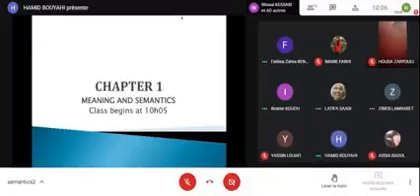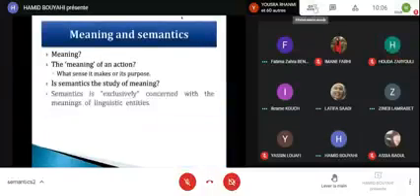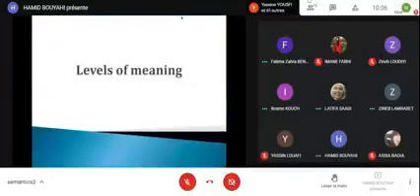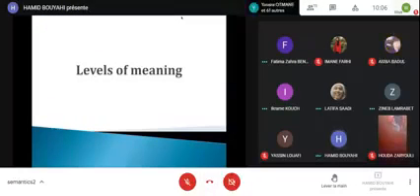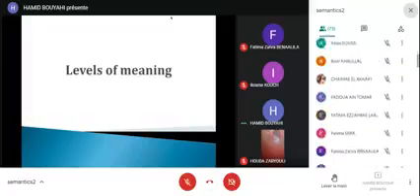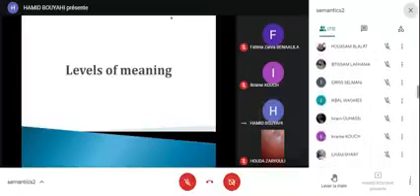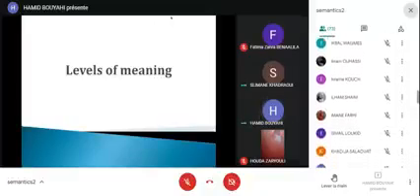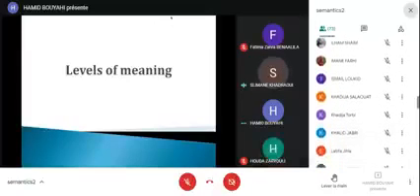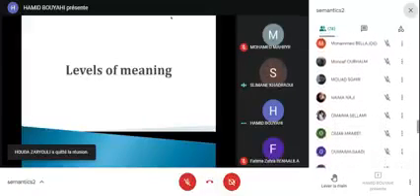Hopefully you have read the chapter and you know what it is about. The first thing we should cover is the levels of meaning. Can someone tell me in brief what levels of meaning they are talking about here? If you have read the chapter, this will be normal. We have three levels of meaning. The first level is called expression meaning, the second is utterance meaning, and the third is communicative meaning.